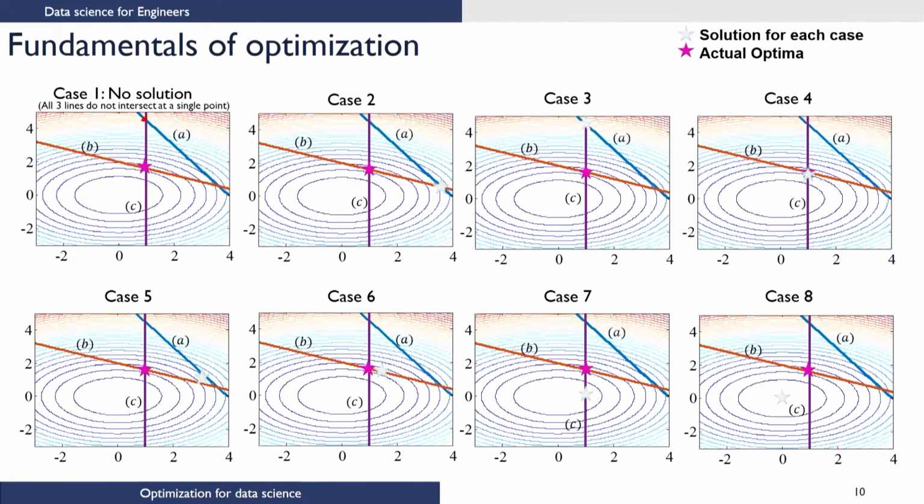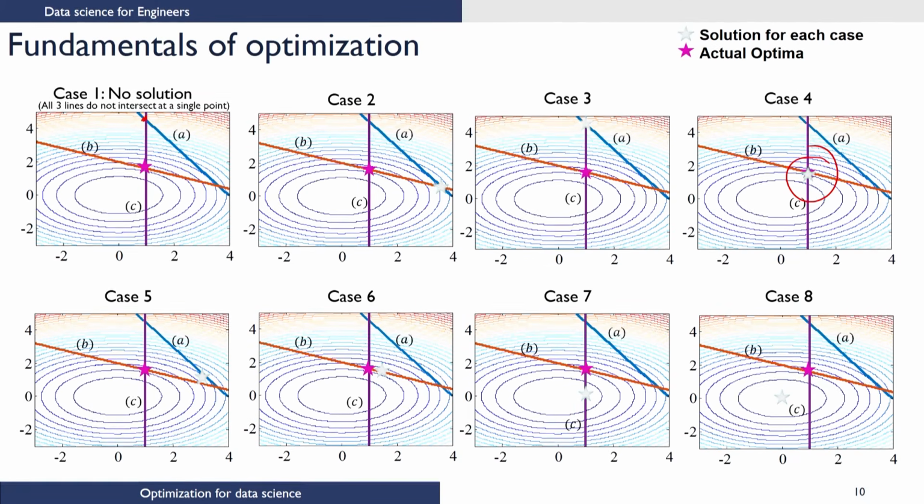Similarly, you can look at each of these cases and you can see what happens in each of these, and you will notice that only in case 4 will you have the solution that you got from the Kuhn-Tucker condition and the actual optimum being satisfied. In every other case, you will see that there is some problem or the other.